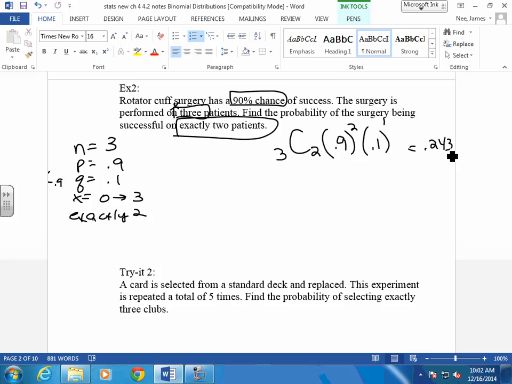Go to second VARS. Remember you visited VARS before? We visited second VARS. So we're going to come down to second VARS, and you're going to go all the way down till you see binomial PDF. This stands for probability distribution function. Not the C, the P.